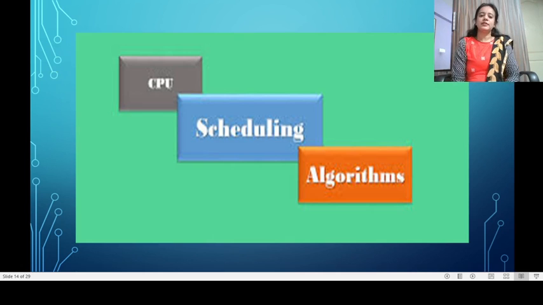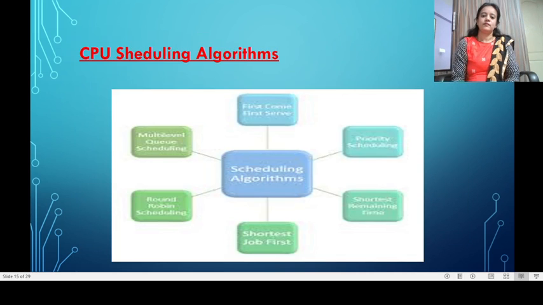There are different kinds of CPU scheduling algorithms. Depending upon their strategy and mode of functioning, they are categorized into first come first serve, priority scheduling, shortest remaining time, shortest job first, round robin scheduling and multi-level queue scheduling. Each one has specific functionality and features.